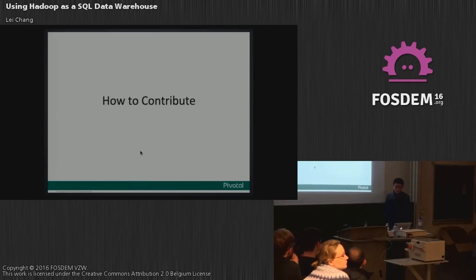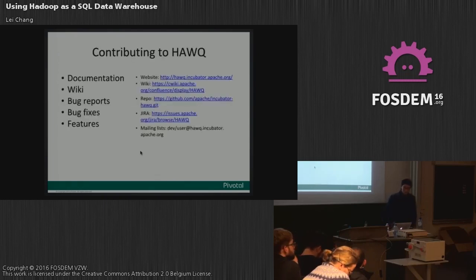All right. So finally, I'll take maybe 3 minutes to talk about how we can contribute to Apache Hawk. To contribute to Hawk, for example, you can add some documentation, you can edit the wikis, you can report bugs and provide fixes for the bugs, and you can also develop some features.